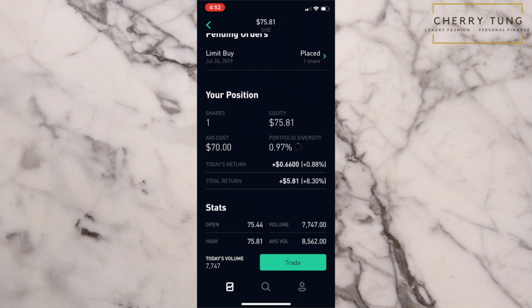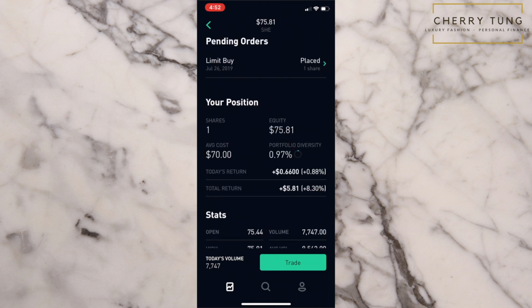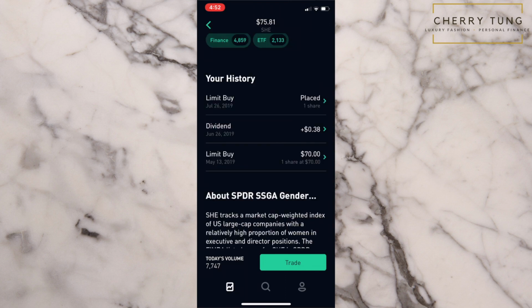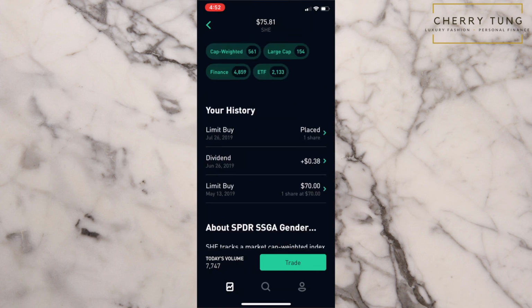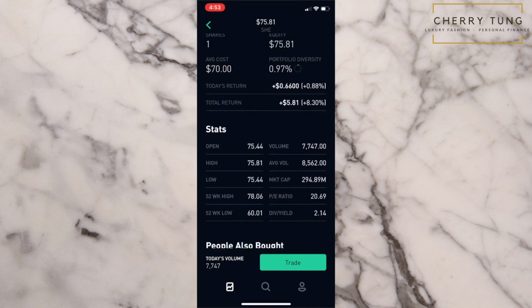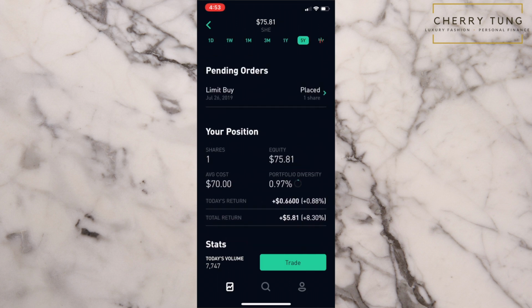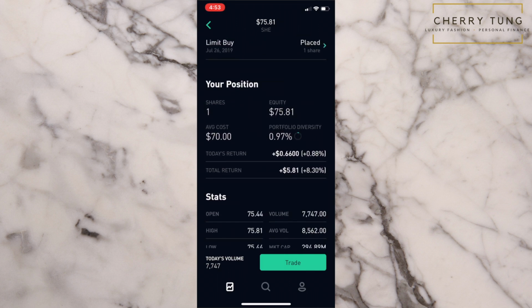And you can see that for this stock, even though I only bought it last month or 2 months ago in May, I actually already have capital gains. If I were to sell this today, I would have a positive return of almost $6, and that is 8% in just 2 months. So that is a pretty good performance for an index fund.